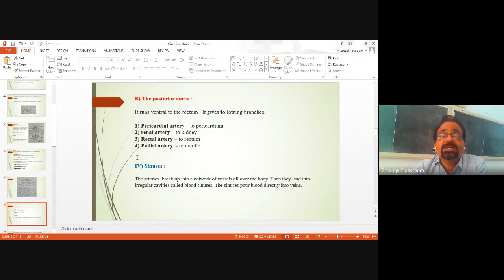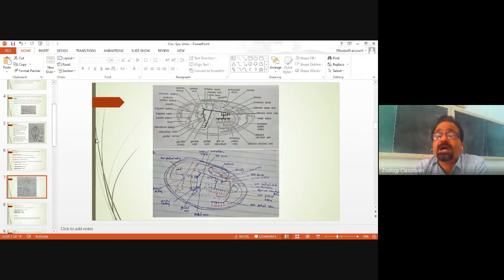Then the next one is the rectal artery to the rectum. Now this rectal artery is visible here in the diagram. See, this is the rectal artery, a small tiny artery. This is the rectum, which opens in the form of the anus in the exhalent siphon, because it has to throw out the undigested food materials with the outgoing water current.